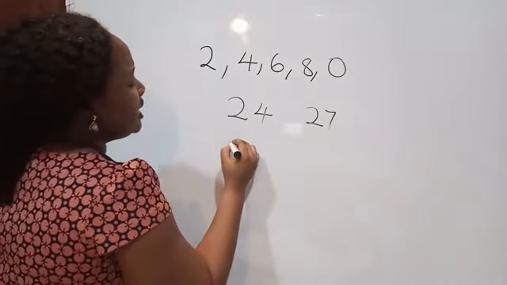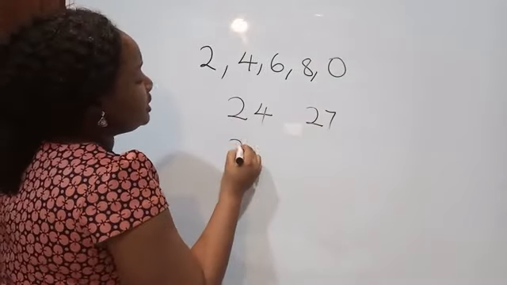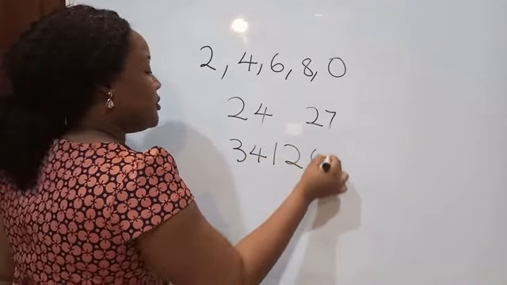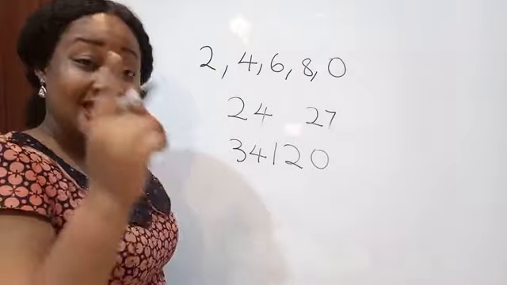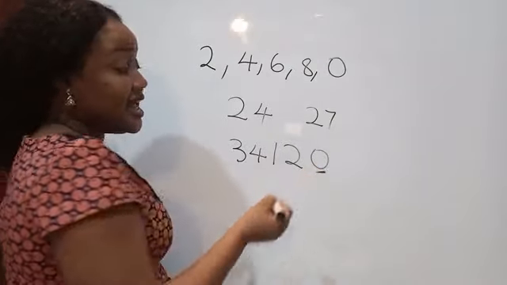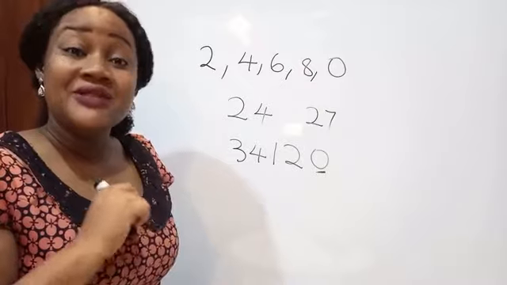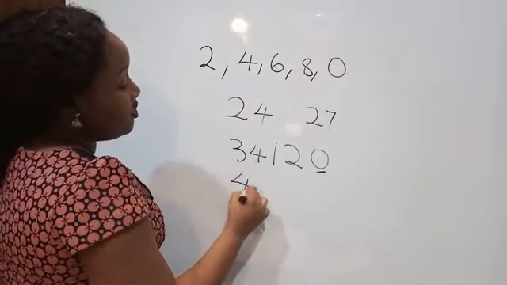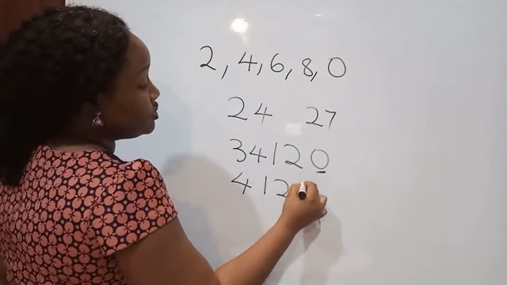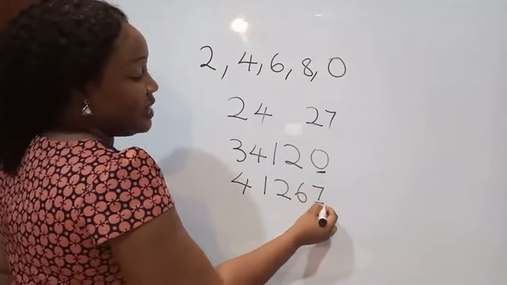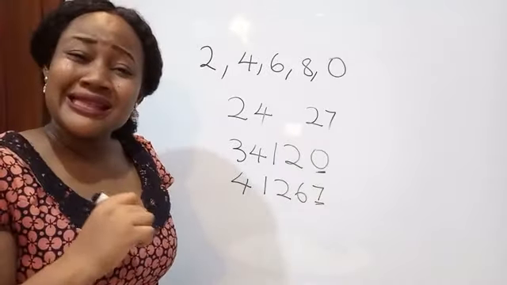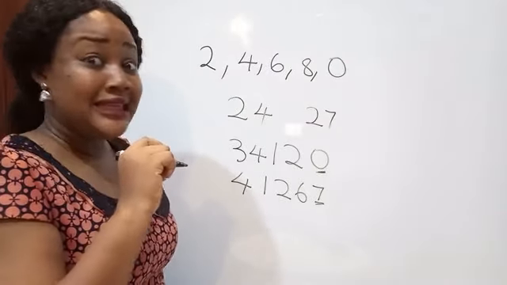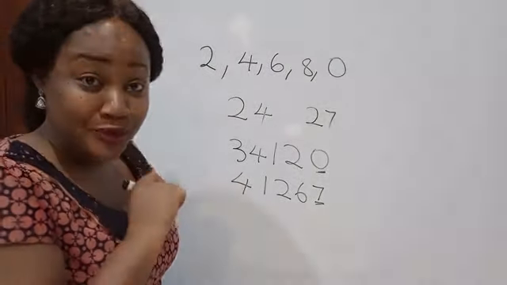Let's say we have a large number, 34,120. The only digit we're interested in is the last digit. It's 0, which means it's divisible by 2. Or we have another number like 41,267. We look at the last digit, and what is it? 7, an odd number. So the number is definitely not divisible by 2.